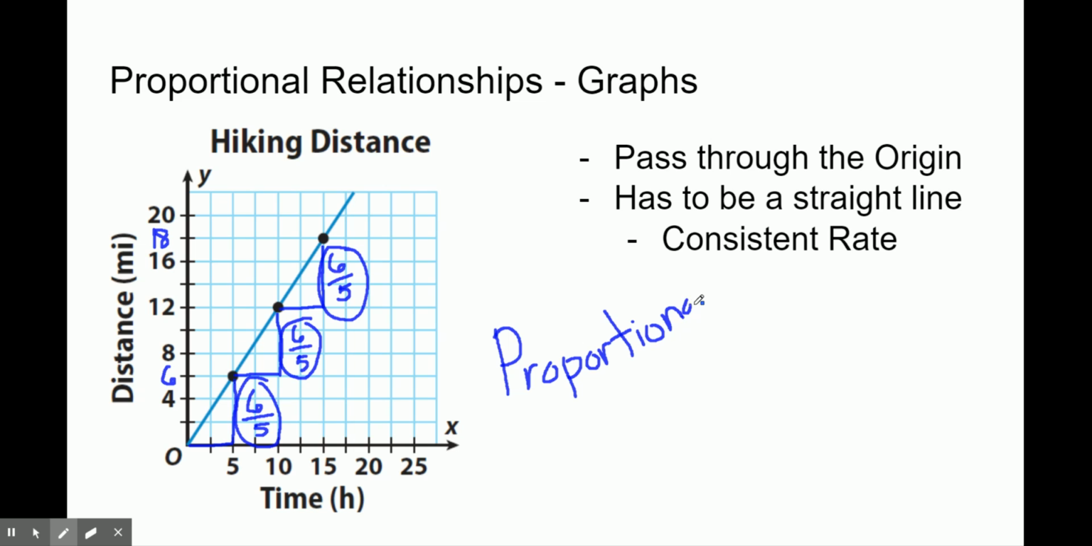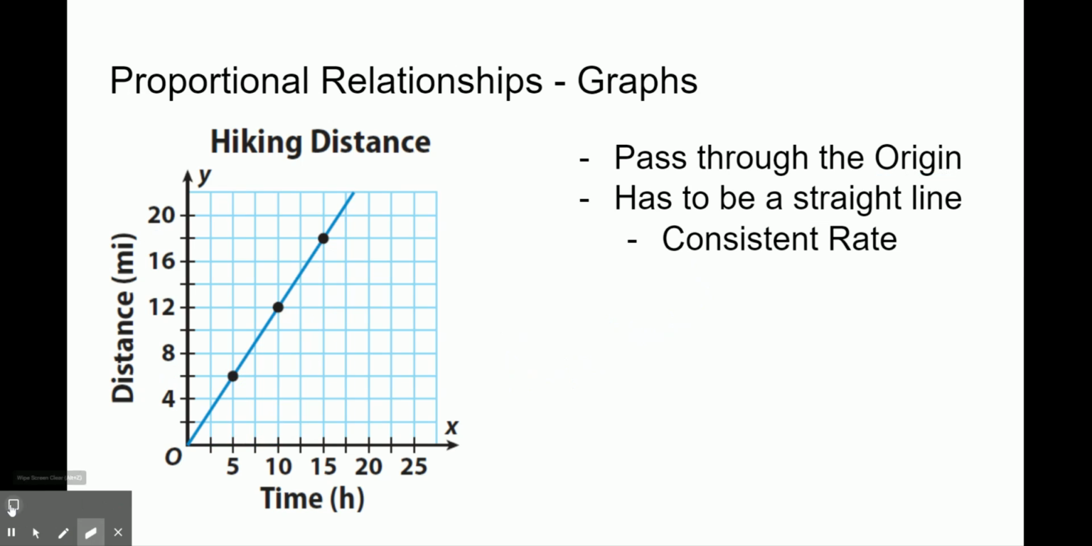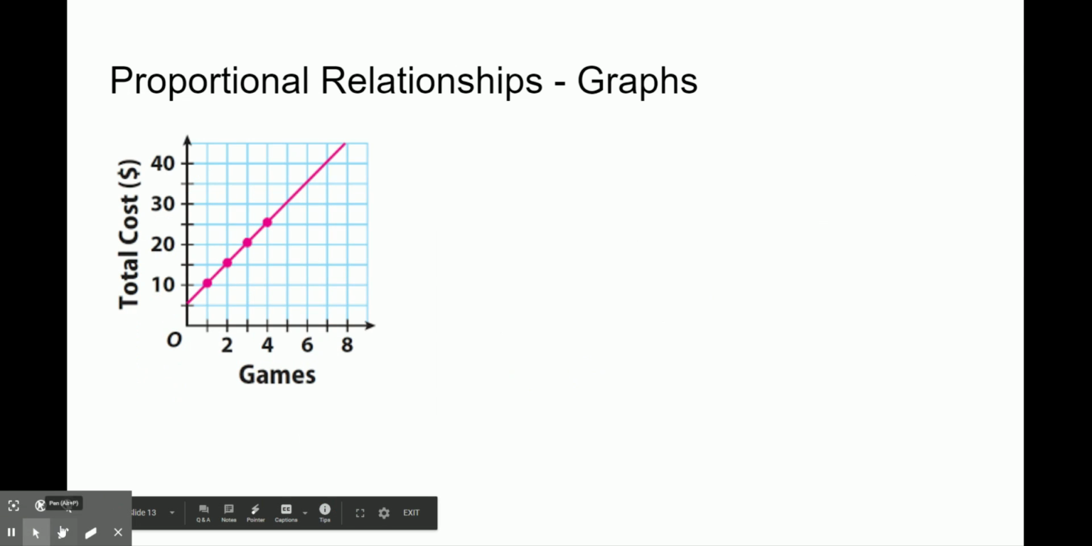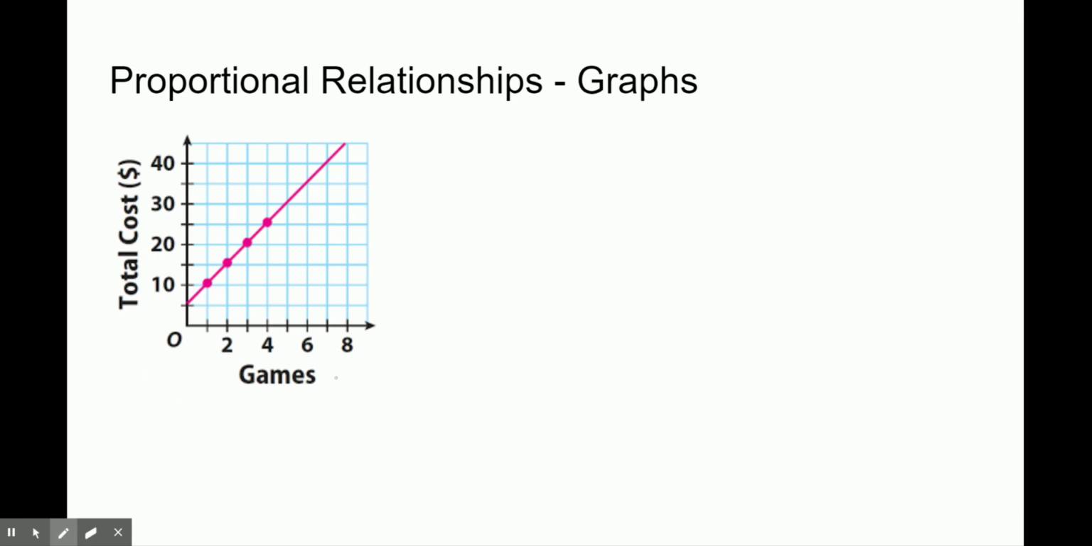So when we're given a graph, we're going to be looking for the origin and to make sure it's a straight line with a consistent rate. So on this next graph, right away we could see that this line does not cross through the origin. There's no point here at 0, 0. So we could say right away that this is not proportional.